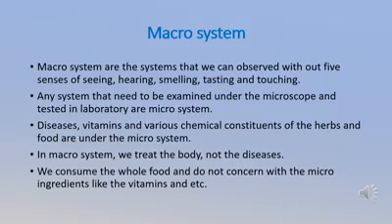In the first chapter, we talked about the macro system. The macro system is a system that you can observe with our five senses of seeing, hearing, smelling, tasting, and touching. All systems that need to be examined under the microscope and tested in the laboratories are the micro system. For example, diseases: you need to do the blood test, you need to do so many tests in the laboratory. They are micro system.